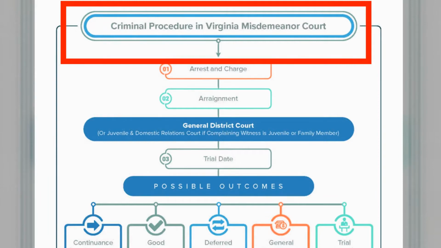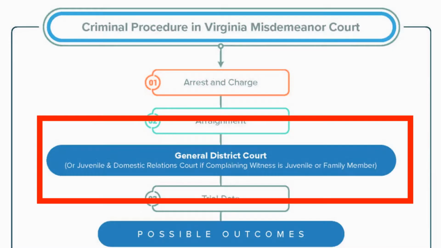That should tell you, first of all, if you're charged with any type of misdemeanor in Virginia, typically it's going to be going through either the General District Court, which is the lower trial court, or the Family or Juvenile and Domestic Relations Court. Those both are really the two lowest trial courts in Virginia.